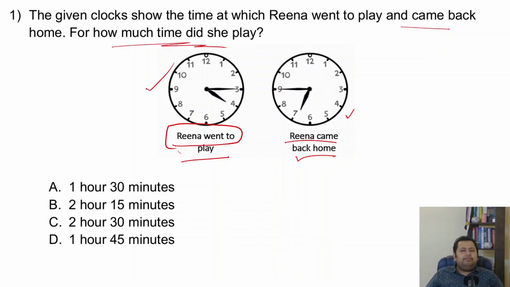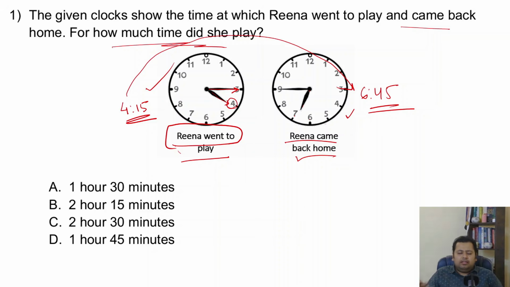Great. So I hope you have gotten the solution correct. So Reena went to play at what time? So if you see, the hour hand is closer to 4, the minute hand is closer to 3. So we know this time as 4:15, right? So this is 4:15, correct? Now the hour hand is between 6 and 7 but closer to 7, and the minute hand is at 9. So what is the time? It is 6:45, right? So Reena plays from 4:15 to 6:45.